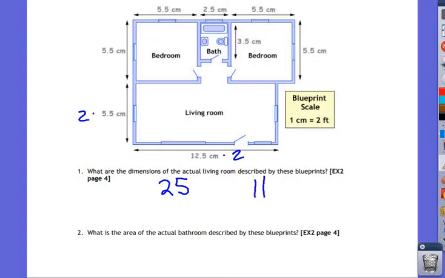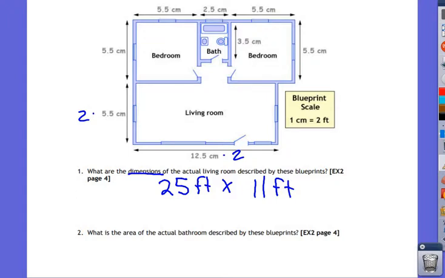Are we finding area on the first one? No, we're not finding area. Is this centimeters, 25 centimeters, and 11 centimeters? No. What is this? Feet. So it said to find just the dimensions. So the dimensions, we got that. And where did this number 2 come from? Where did you get the number 2 from? The scale. So what was our scale factor? Here, 2. Okay, so we used our scale factor, multiplied by 2, and got my dimensions.